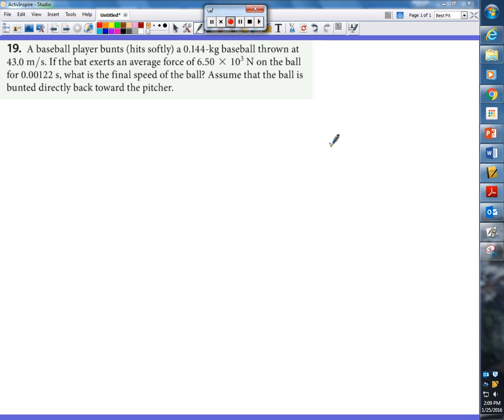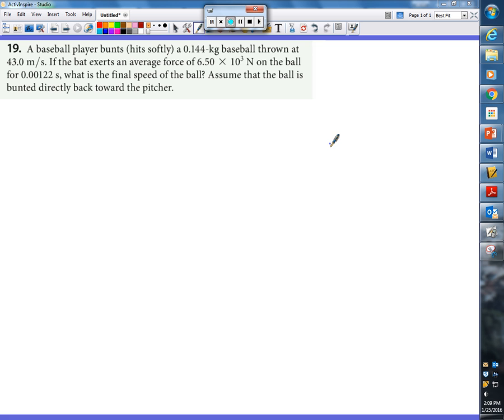All right. On number 19, this baseball player bunts a 0.144 kilogram baseball thrown at 43 meters per second. The bat exerts an average force of 6.50 times 10 to the third newtons on the ball for 0.0012 seconds. What is the final speed of the ball, assuming that the ball is bunted directly back towards the pitcher?